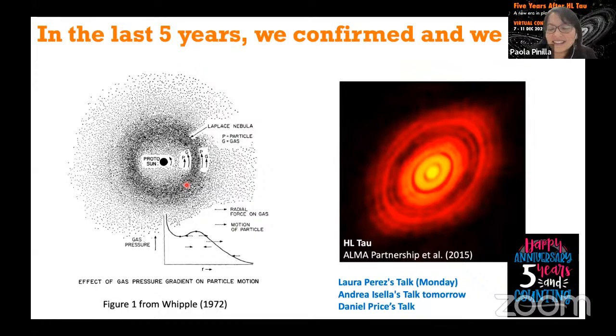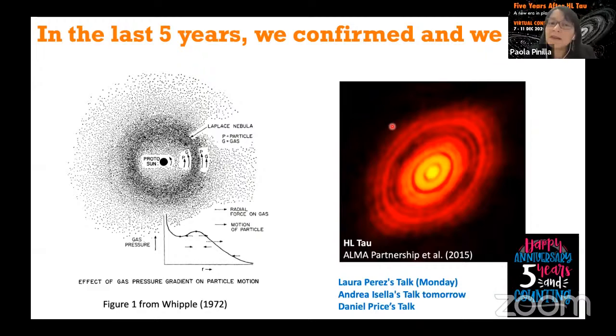So when Laura asked us on Monday how I felt when I looked at the image of HL Tau, I think what I got was happiness, because it is amazing to see that something that was predicted almost 50 years ago was seen by ALMA in 2015. Since the HL Tau images, we have learned so much about the structures. We are going to hear about structures in general tomorrow in Andrea's talk, but I'm going to briefly summarize some of the main results that are very important in the context of dust evolution and planetesimal formation.